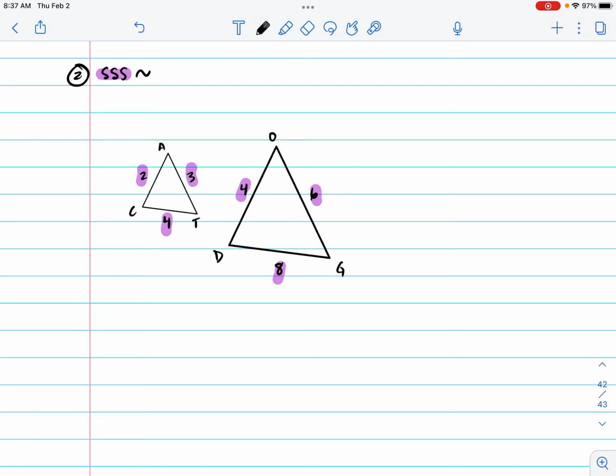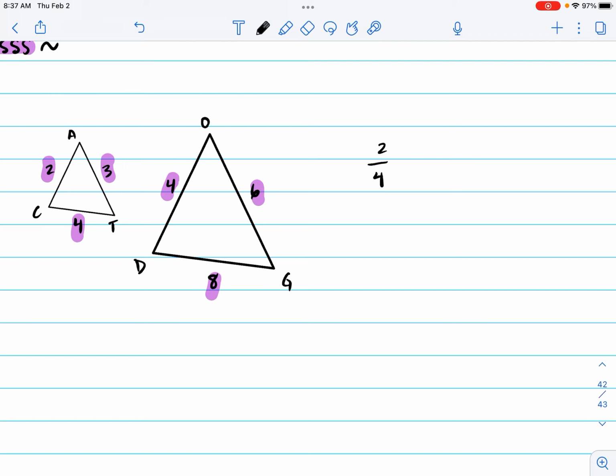And if you do this, for instance, CA has a length of 2. So you actually don't have to write CA if you don't want to. And then its corresponding part would be 4. That is our scale factor from 2 to 4. If that scale factor is the same across the board, for instance, from 3 to 6, if these all end up being congruent to each other, then we have proportionality.